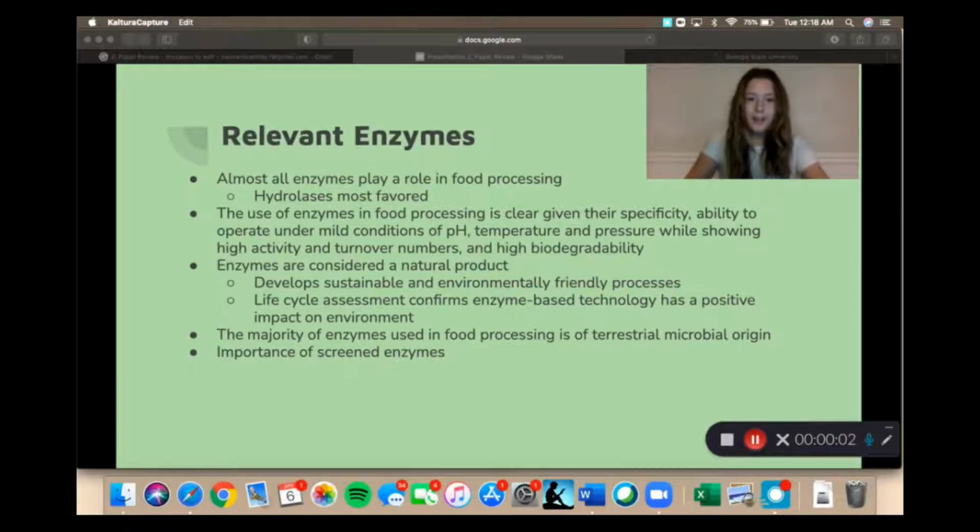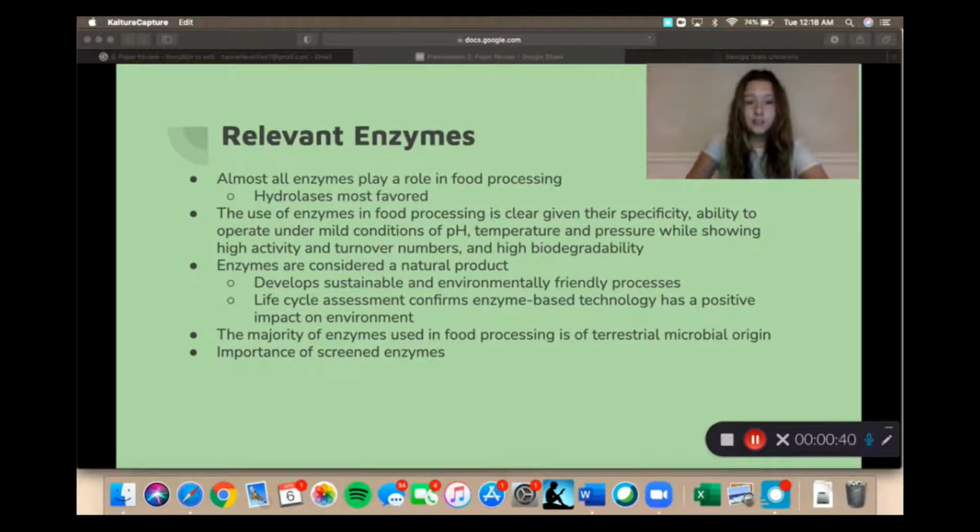Hi everyone, my name is Hannah Brantley and I'm going to be discussing the relevant enzymes involved in improving biocatalyst and food processing. So first, just some general information. Almost all enzymes play a role in food processing. Hydrolases are usually the most favored, and this is because they act on carbohydrates, lipids, proteins, and nucleic acids, and one of hydrolases' main functions is digestive, to break down these nutrients into smaller parts for digestion.